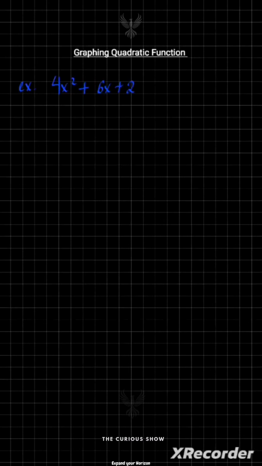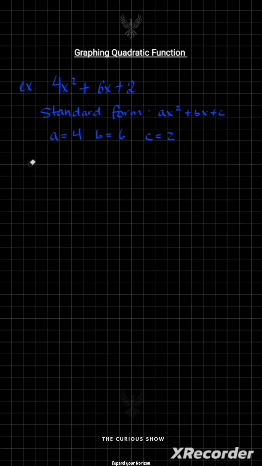Let's graph a quadratic function using the following example, 4x squared plus 6x plus 2. So let's start by figuring out, is it going to be upward sloping or is it going to be downward sloping? How do you know that? So you have to look at a. If a is bigger than 0, it is going to be upward. If a is less than 0, it is going to be downward. In this case, it is upwards.